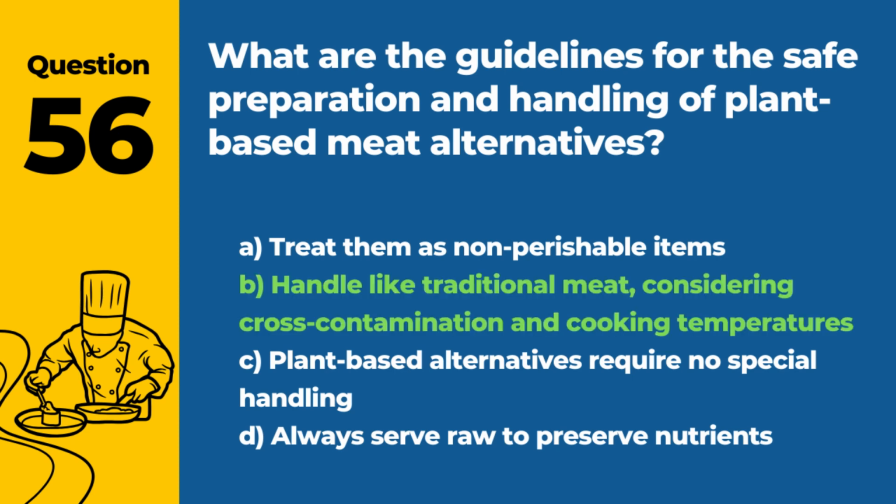Answer B. Handle like traditional meat, considering cross-contamination and cooking temperatures. The safe preparation and handling of plant-based meat alternatives involve treating them similarly to traditional meat, with careful consideration for cross-contamination and ensuring appropriate cooking temperatures are reached for safety.